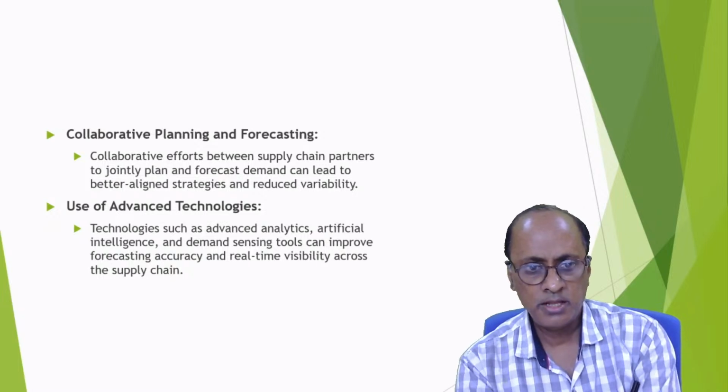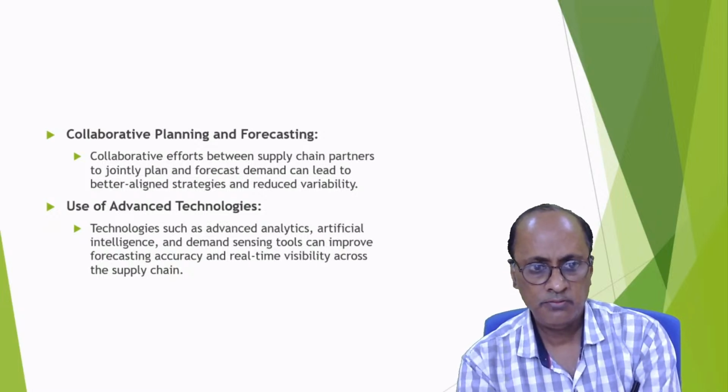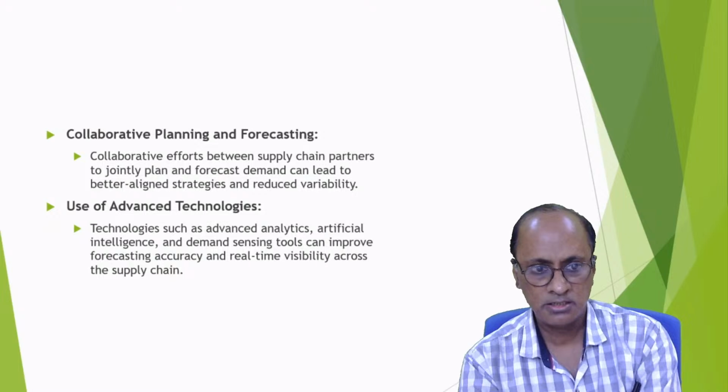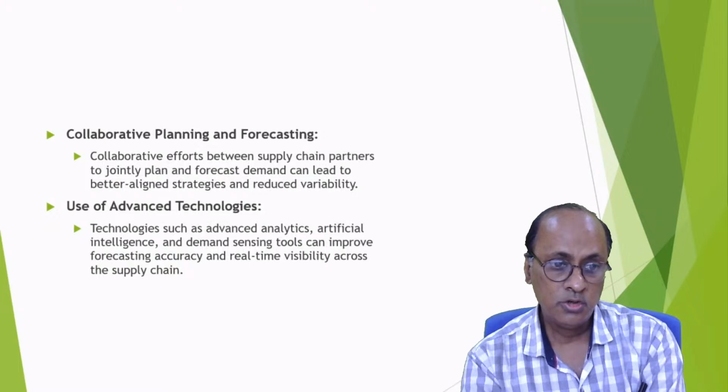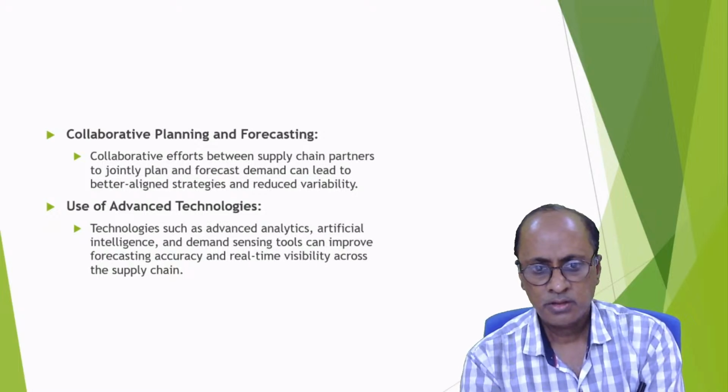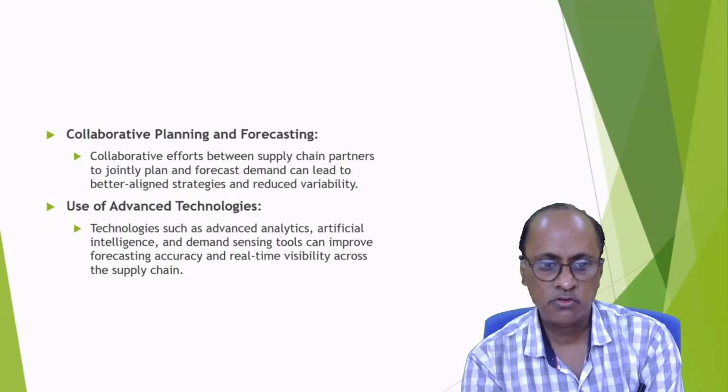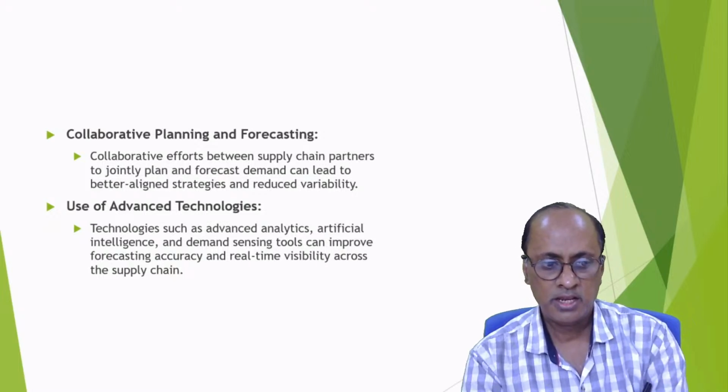Then, collaborative planning and forecasting. Collaborative efforts between supply chain partners to jointly plan and forecast demand can lead to better aligned strategy and reduce variability. Again, use of advanced technologies such as advanced analytics, artificial intelligence, and demand sensing tools can improve forecasting accuracy and real-time visibility across the supply chain.